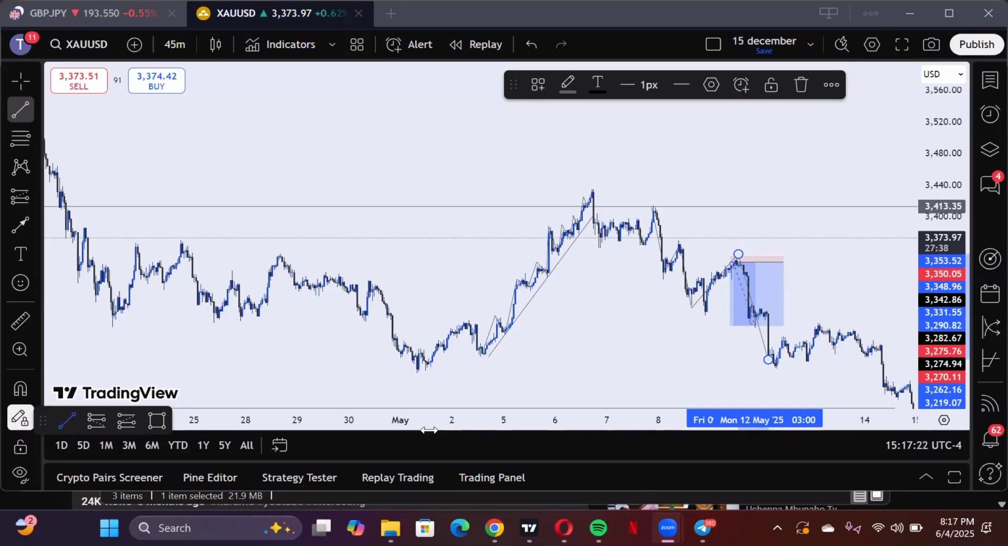Okay, so now, like I said, the three ways that market makes its movement: either market is trending to the upside, or it is trending to the downside, or it is ranging. These are the only three ways that market makes its movement. So that is basically the introduction to market structure.